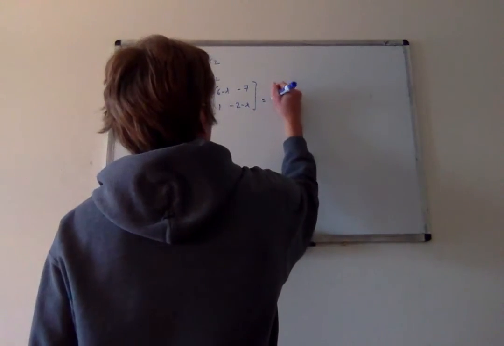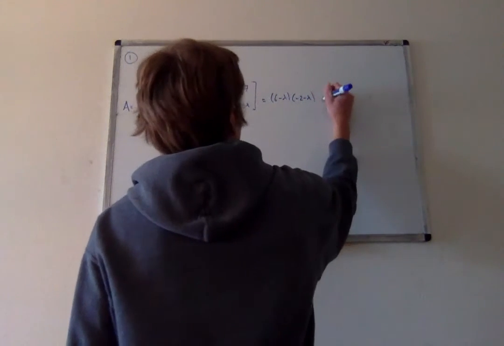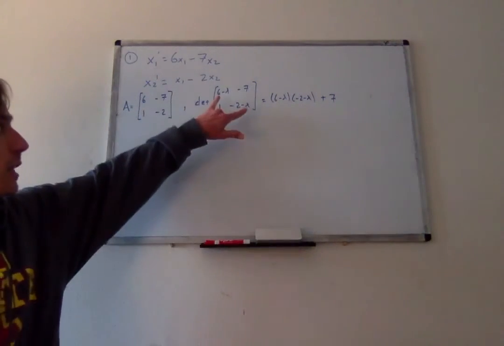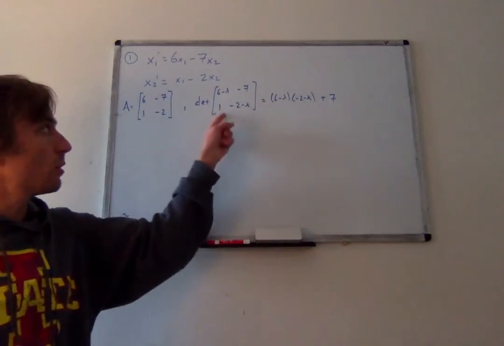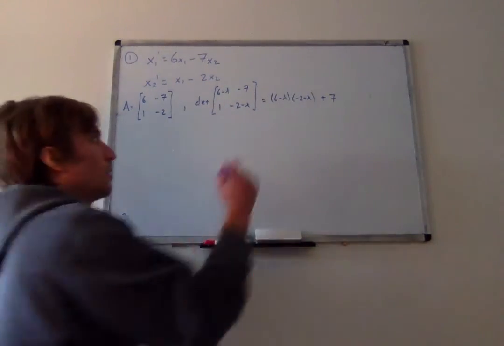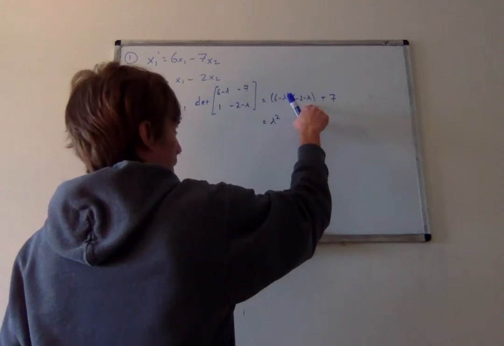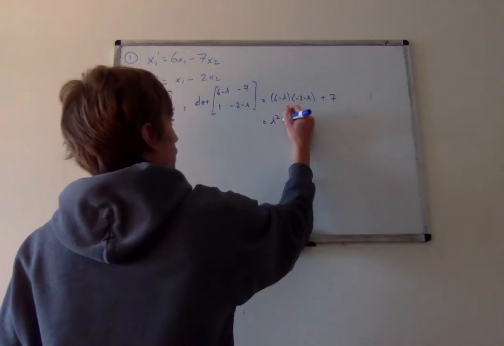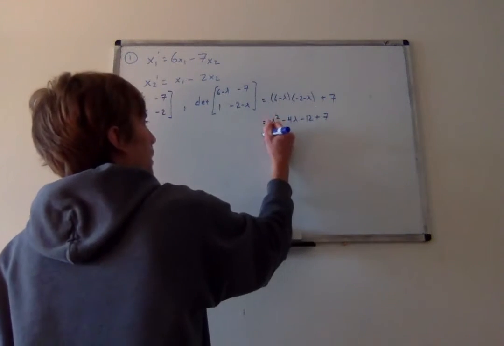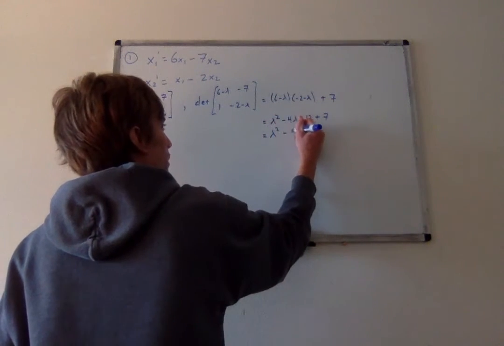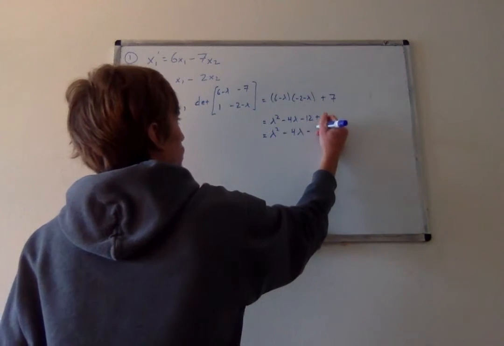And so the easiest way to find a determinant for a 2 by 2 matrix is just to take the difference of the diagonal terms minus the off-diagonal terms. So diagonal, off diagonal. And then a little bit of algebra later. Lambda squared should be minus 6 lambda plus 2 lambda, so minus 4 lambda, minus 12 plus 7. And we get a nice polynomial in lambda, assuming I can do that. Yep.